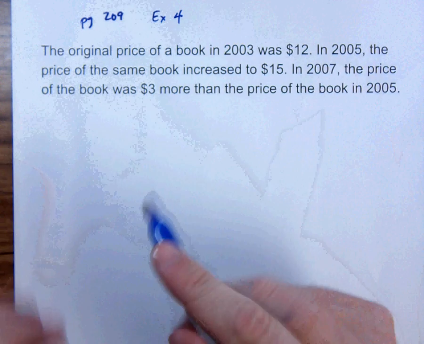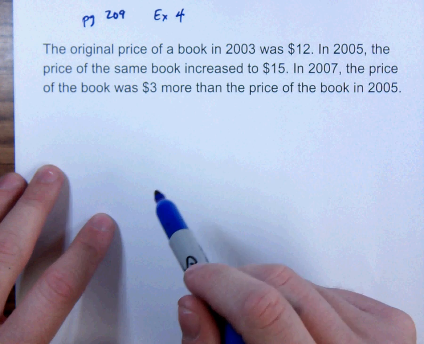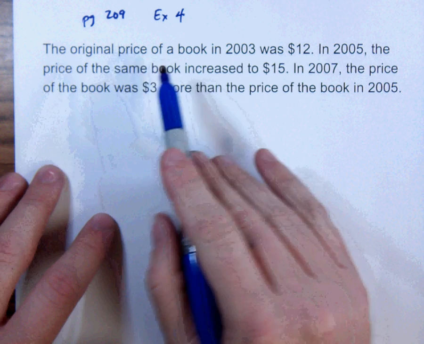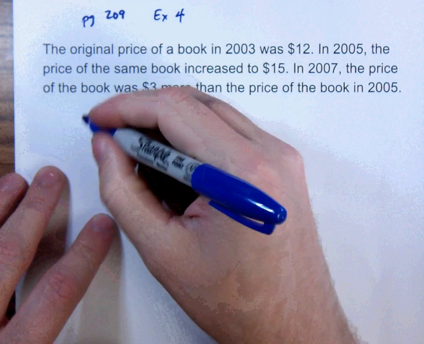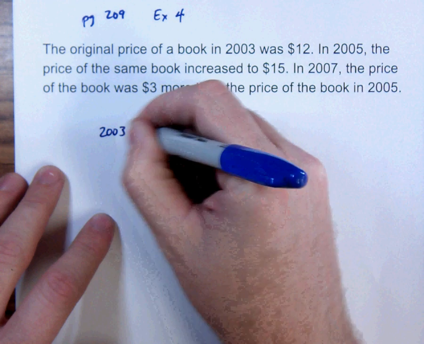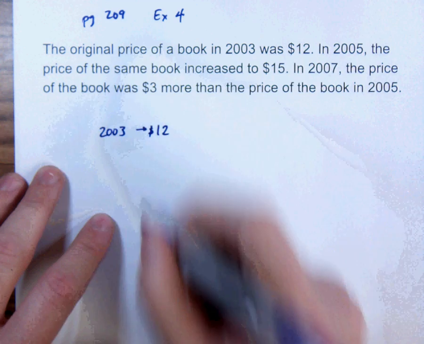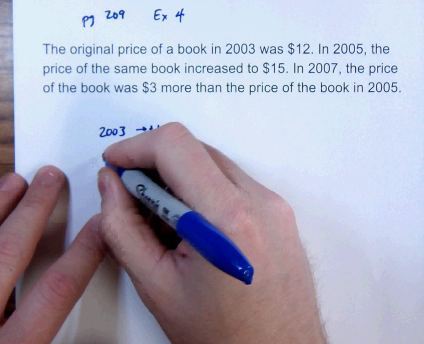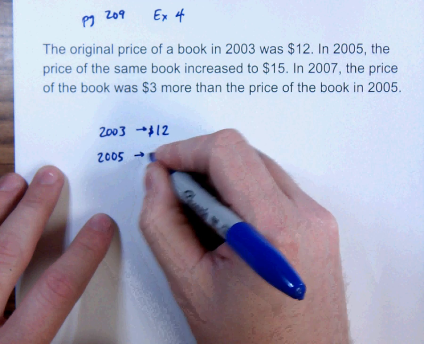So before I start, I'm just going to write the information that's given to us in the text up here, and then we'll talk about the actual question. The original price of a book in 2003 was $12. So in 2003, the book cost $12. In 2005, the price of the same book increased to $15. So now it's $15.